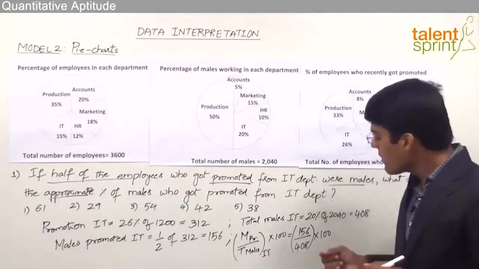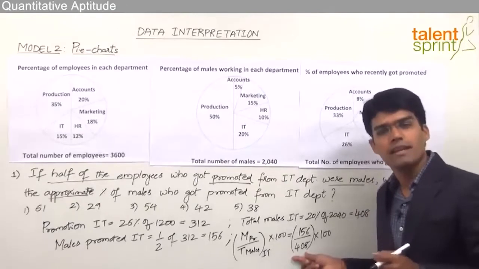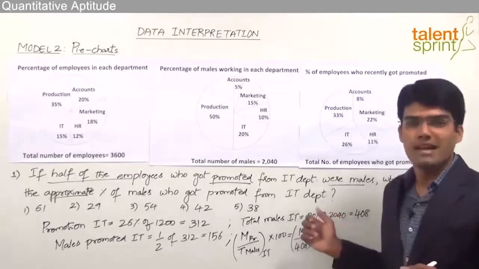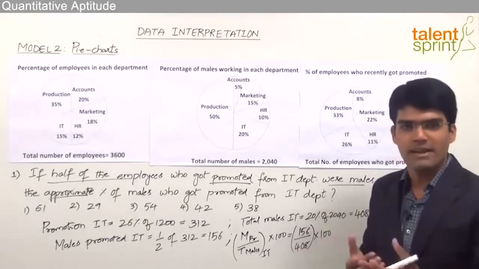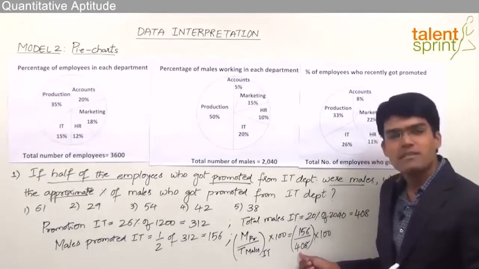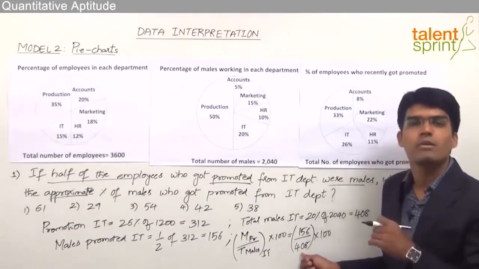Let me repeat it once again. Always denominator should be taken as 100%. So if the denominator here is 408, that means 408 is 100%. So 156 is what percent? Either we can go for cross multiplication, we can find out the actual answer. Otherwise, approximately we can say that 10% will be 40. Why? Because if 100% is 400, 10% will be 1/10. It will be equal to 40.